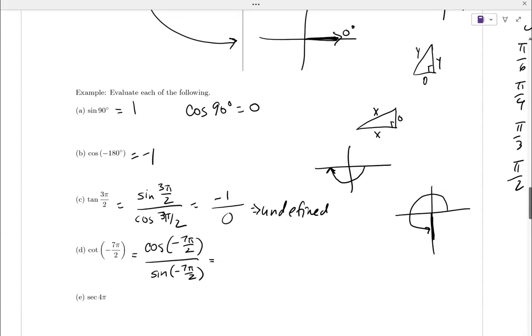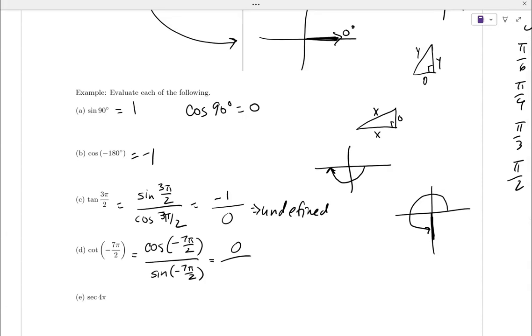Now notice our reference angle here again is what? Pi over 2, and pi over 2 is this way, right? What's cosine of this way? 0, right? We didn't move left or right at all. So the numerator is going to be 0. Does it matter what the denominator is? As long as it's not 0, it doesn't matter, right?